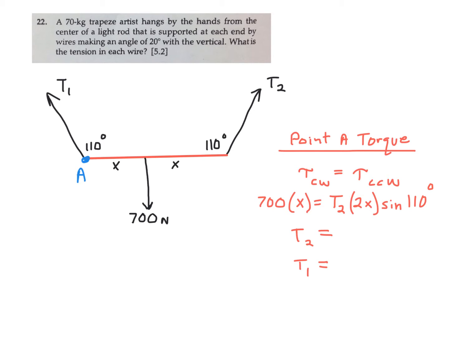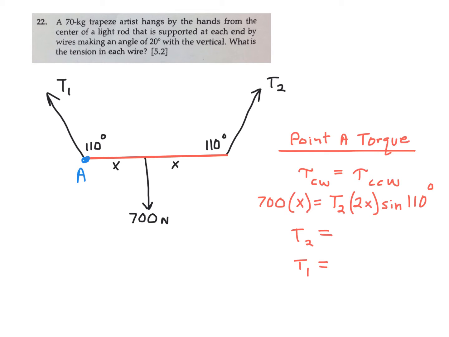And I've labeled the diagram with X's because we don't know the distance, but we know that this distance here, X, equals this distance here, X, because it's a uniform bar, and the trapeze artist is in the dead center, the center of gravity of the bar, so it should be X on either side. You're going to find out that whatever X is will cancel out in the problem later on.